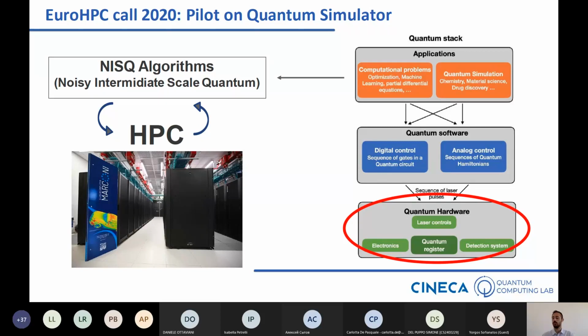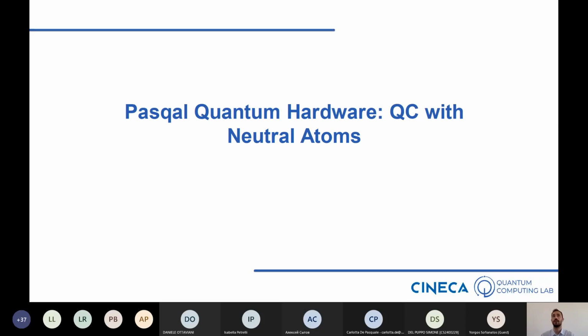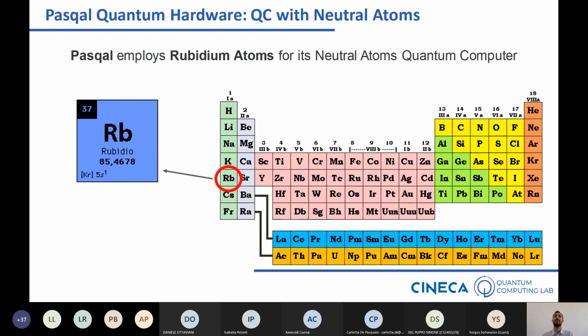Now what we are going to see is the quantum hardware part, and we're going to introduce the Pascal quantum hardware. So this was a little bit of an introduction, basically an overview of what we are going to see in the rest of the day, but in more detail. So let's start with Pascal, with quantum computing with neutral atoms.